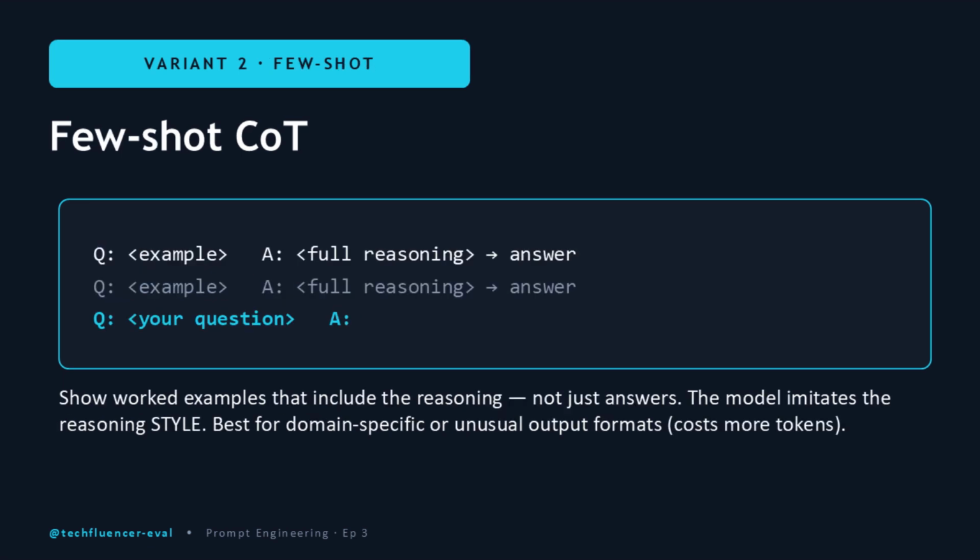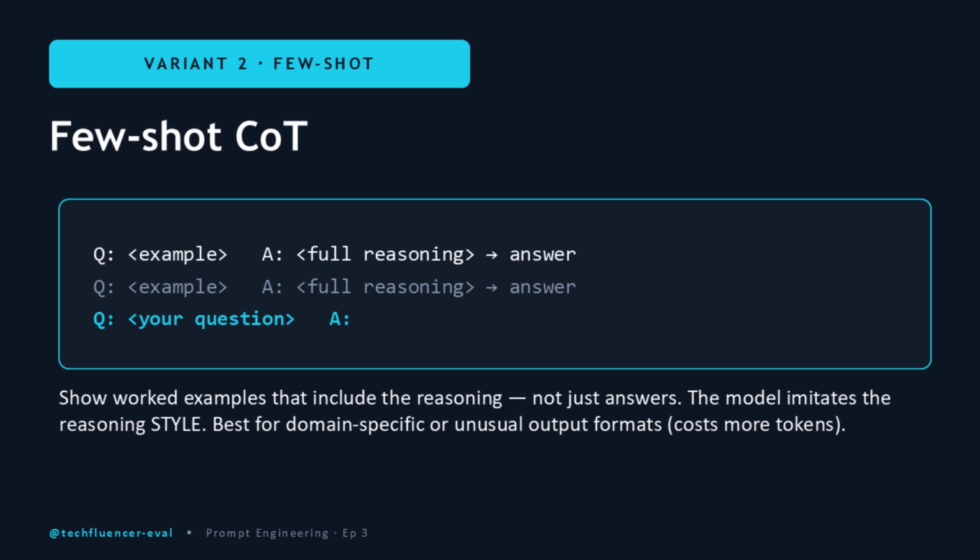More powerful is few-shot chain of thought, the original method. You provide a handful of worked examples, each showing the full reasoning, not just the answer. The model imitates that pattern of reasoning on your new problem. It costs more tokens, but for domain-specific or unusual formats.